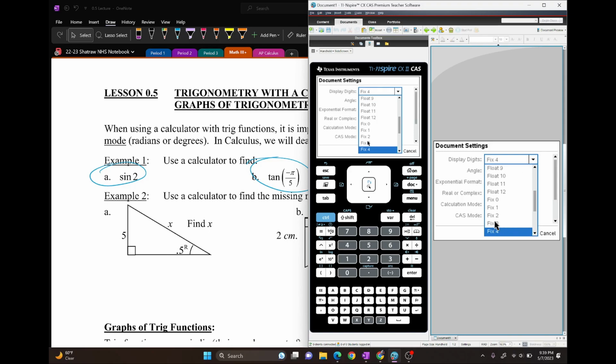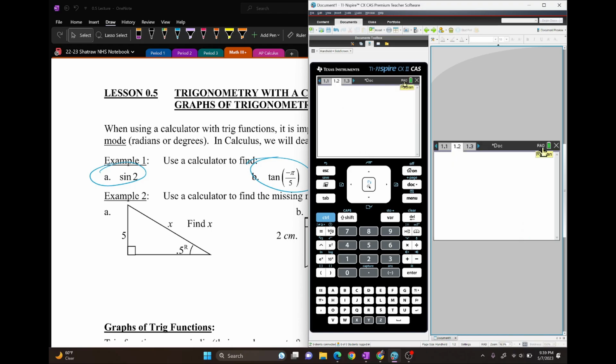What I like is fix 4. You have to display 3 decimal places of accuracy. You do not have to round. So I like to display for myself 4 decimal places of accuracy just so I can see it. And then I say, okay. And up there between radians and degrees, you feel free to swap as necessary.